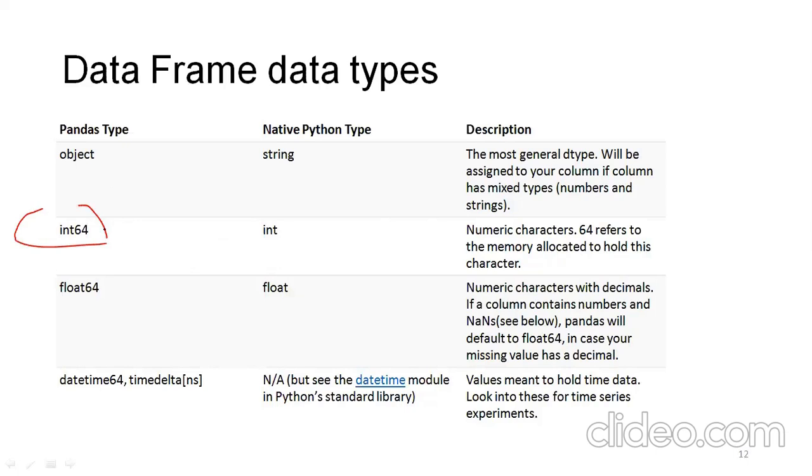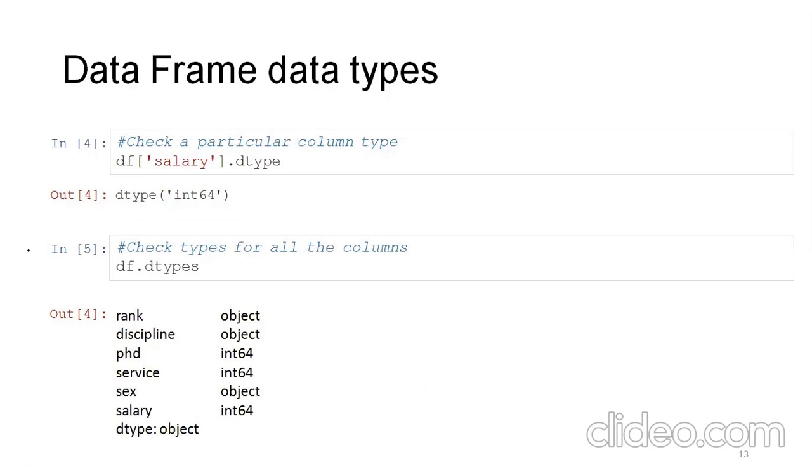So pandas support these data types. Next, for example, we are going to check the data type for salary. In the loaded data frame, we have salary, service, rank, so many columns, but I want to know the data type of salary. Salary consists of numerical values, so it returns int64 as my output. Int64 means integer type, the pandas data type for integers.